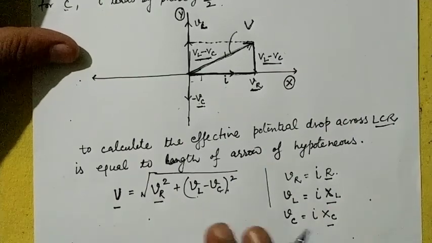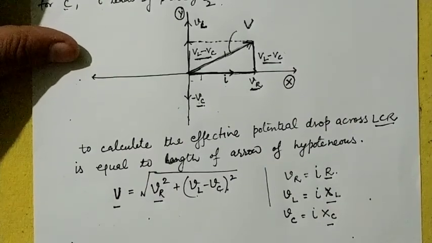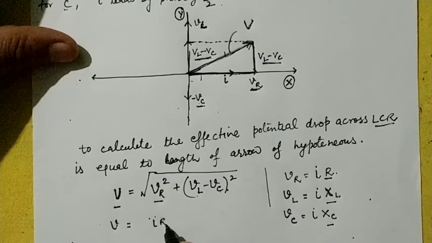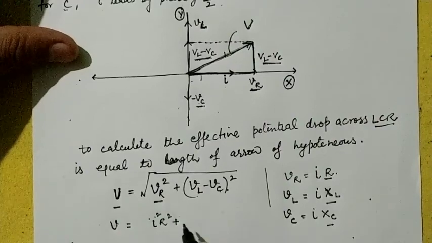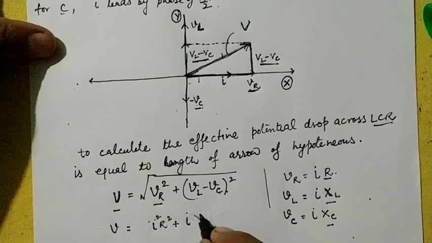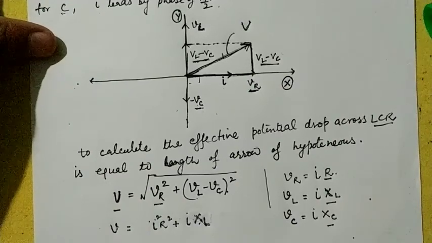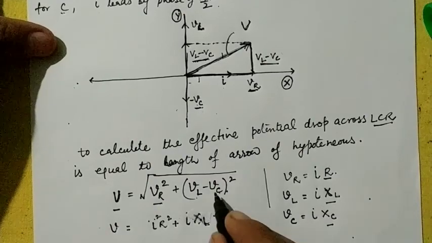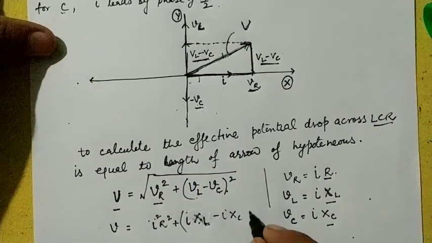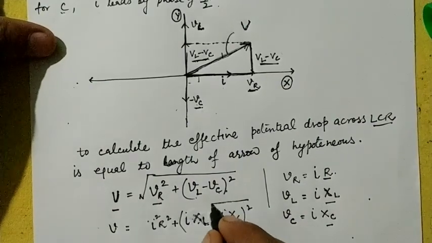Now we put the values in this equation and we solve it. So what do we get? The effective value of the voltage is equal to the square root of IR whole square, so it becomes I square R square, plus what is the value of VL? That is I into XL, minus VC, that is I into XC, whole square, under the square root.